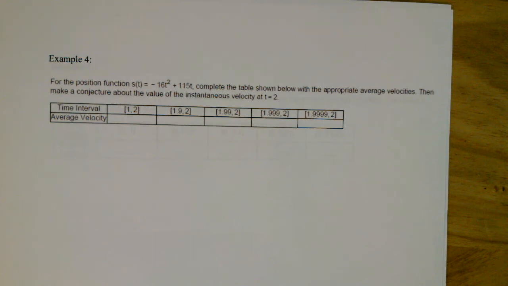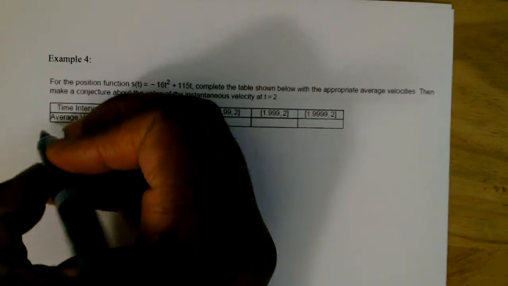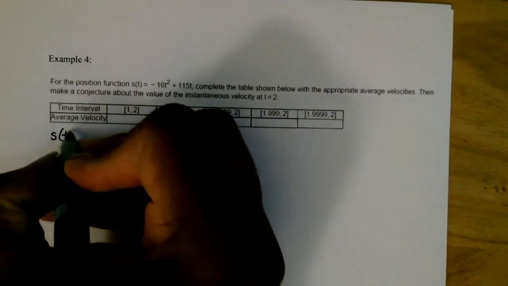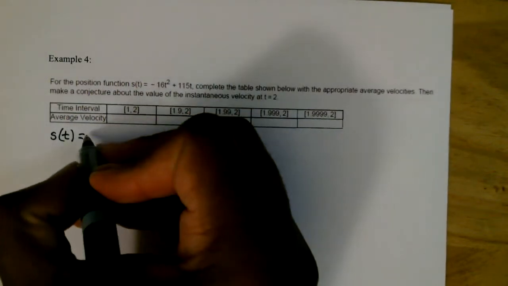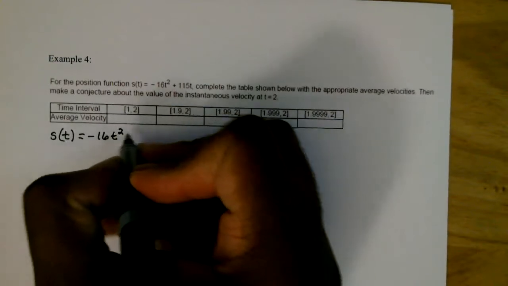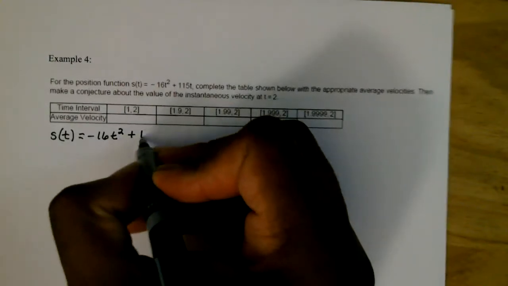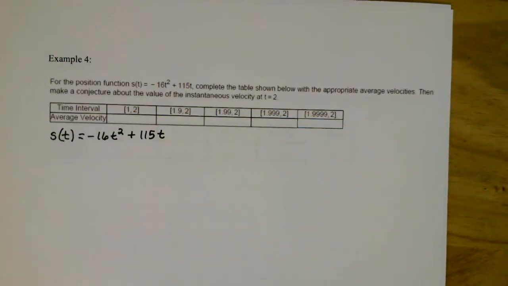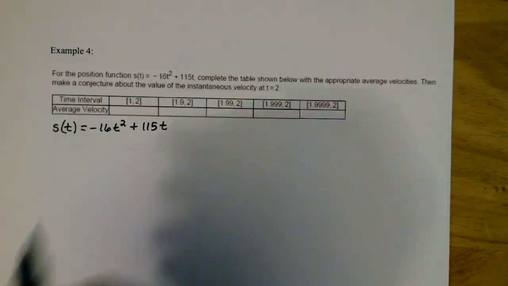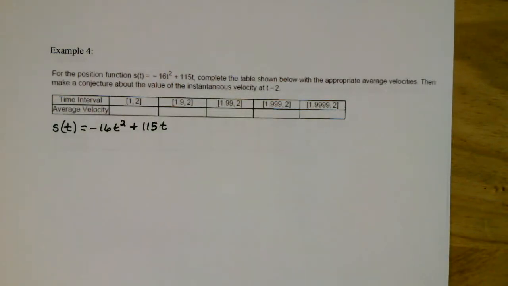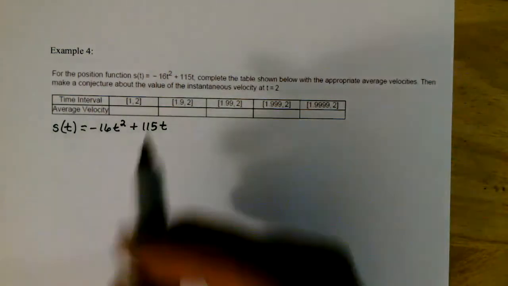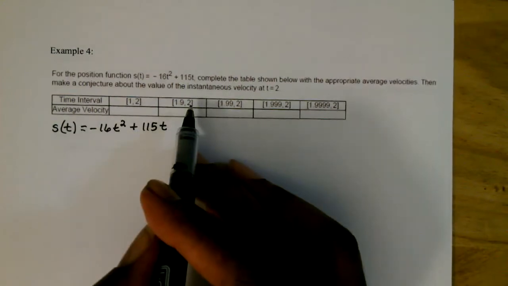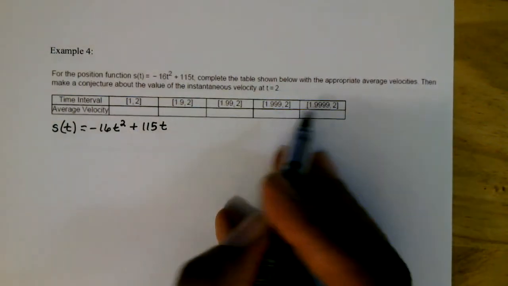So we're going to do exactly what we did in that last example. So what that means is this. Let me copy that function down. S of t is equal to negative 16t squared plus 115t. And then I'm going to find out what S of 1 is, and then S of 2, and then find the average velocities. All right, now, notice in these intervals, your endpoint b is fixed at 2.